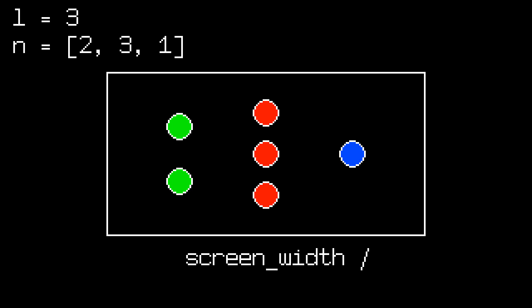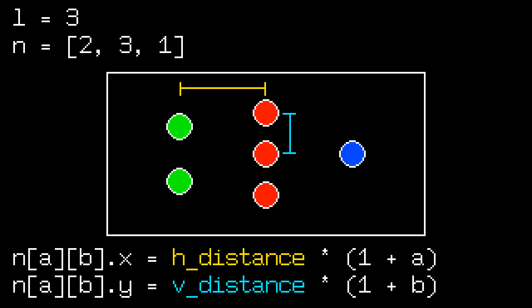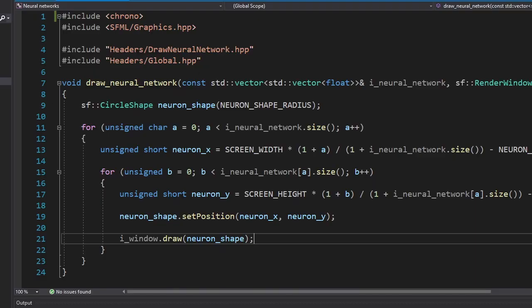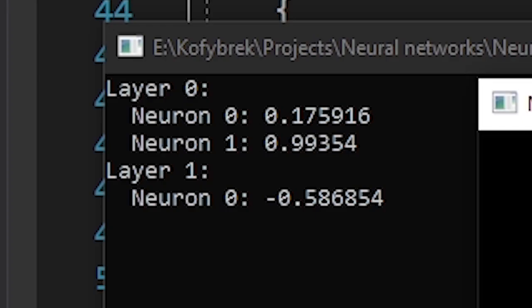We need to find a general formula for drawing neurons based on these values. If we divide the width of the screen by the total number of layers plus one, we can find the horizontal distance between them. Then we can use a similar formula to find the vertical difference between neurons. Then we can use these values to find the coordinates of the neurons. To keep things organized, I put the network drawing code in a separate function. Okay, it's working. As you can see, I'm also showing the value of each neuron on the console.